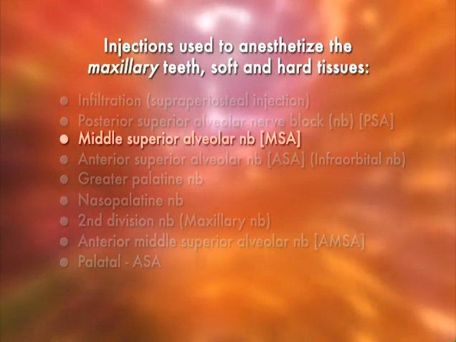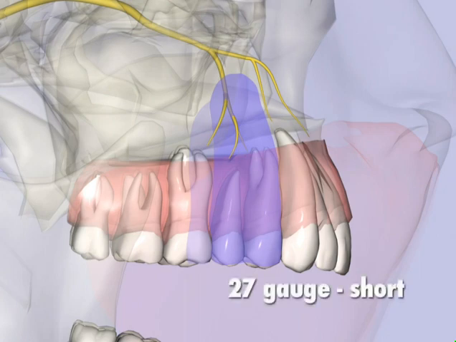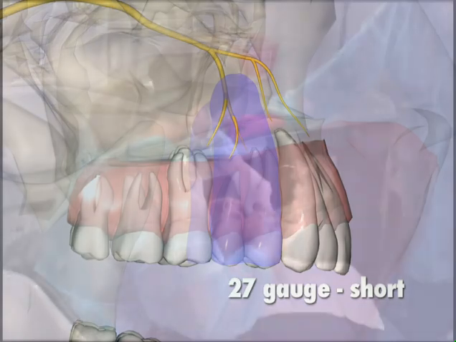The middle superior alveolar nerve block provides pulpal anesthesia to the maxillary premolars and the mesial buccal root of the maxillary first molar. A 27 gauge short needle is recommended.